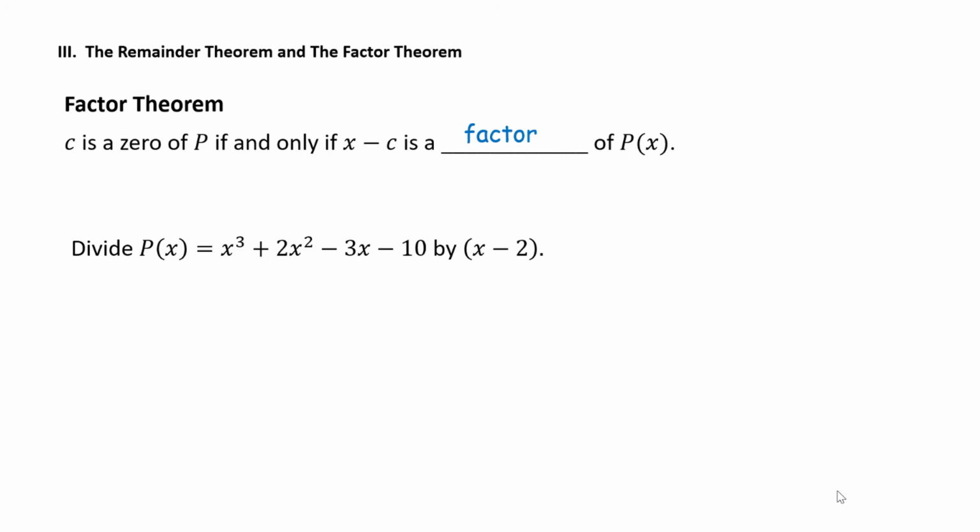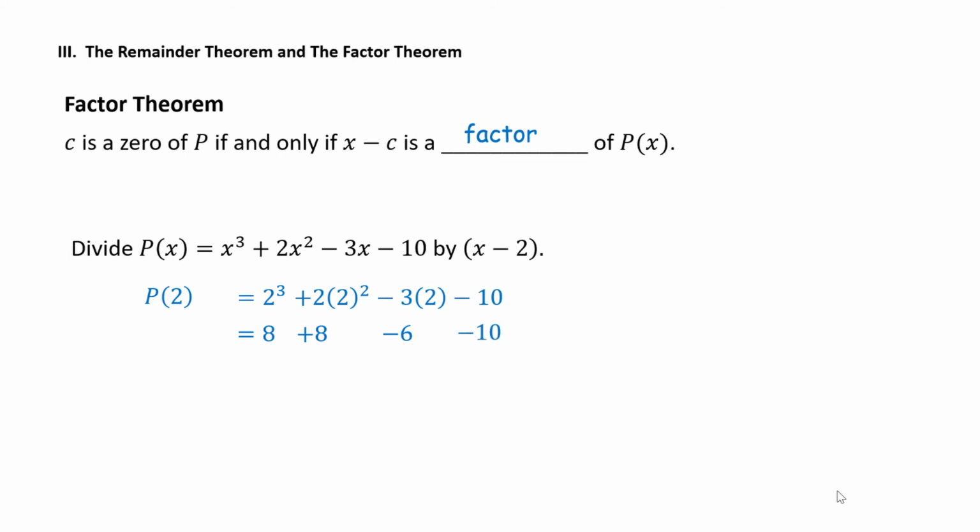The factor theorem lets us compute P of 2, which means we will replace every x in the polynomial with 2. That will give us 2 cubed plus 2 times 2 squared minus 3 times 2 minus 10. Let's do the arithmetic. 2 cubed is 8. 2 times 2 squared, that's also plus 8. Negative 3 times 2 is negative 6, and we still have minus 10.